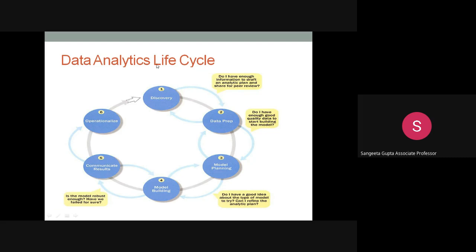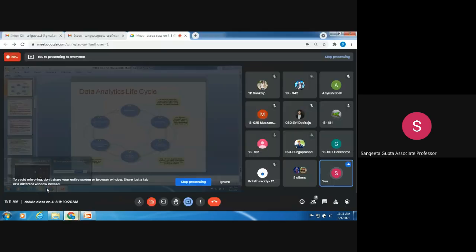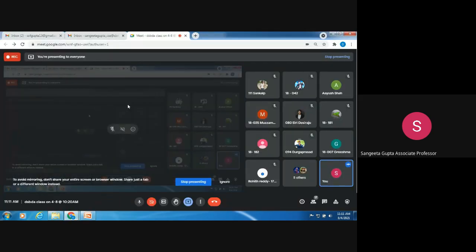So we will discuss these phases in detail in our next class. Okay, so that's it for today. Please let me know if you have any doubts or if any clarifications are needed from my end.